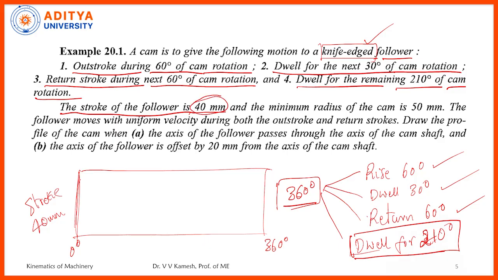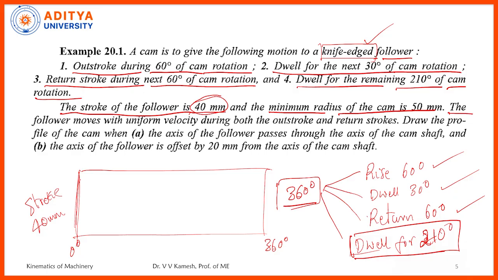Next, what is the extra data given? The minimum radius of the cam is 50 mm. After the displacement diagram is drawn, we will go to the cam profile diagram. There we need to draw the minimum radius of the cam, 50 mm, and on that we need to construct the cam profile. Okay, come to the problem.